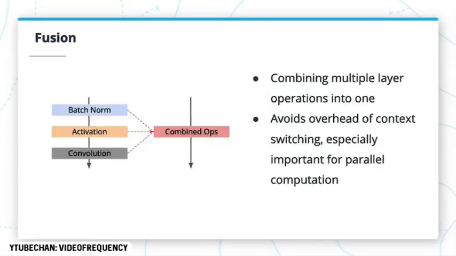Fusion relates to combining multiple layer operations into a single operation. For example, a batch normalization layer, activation layer, and convolutional layer could be combined into a single operation. This can be particularly useful for inference. The separate operations may occur on separate kernels, while a fused operation occurs on a single kernel. This will then incur less overhead in switching from one kernel to the next.